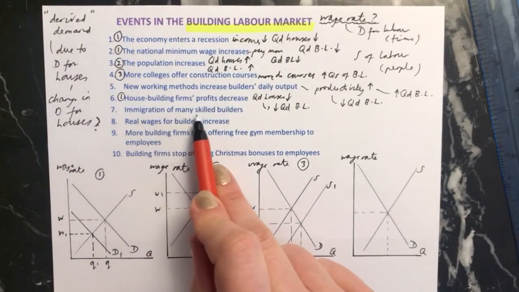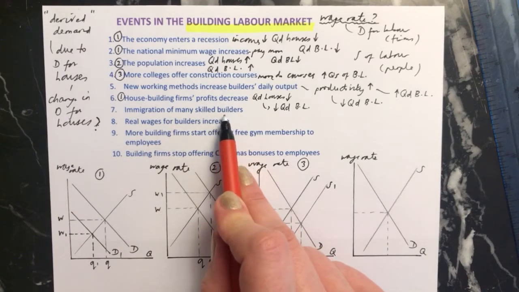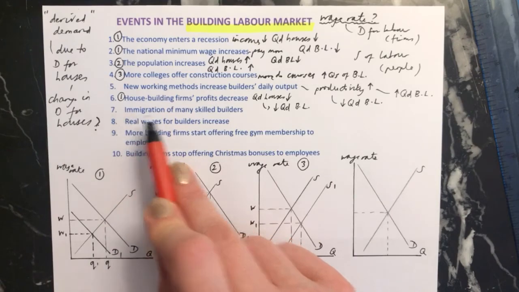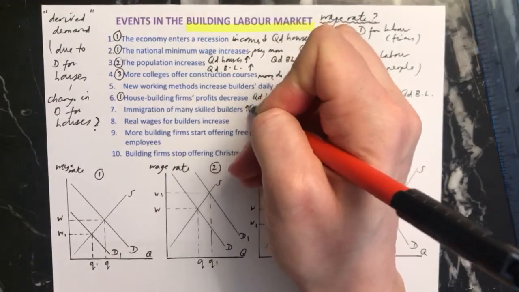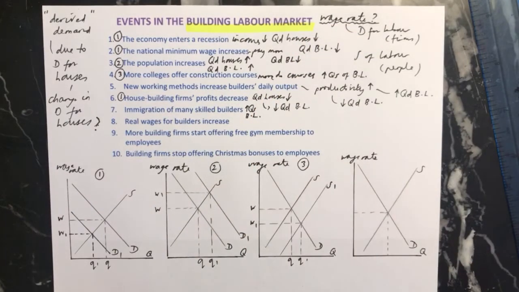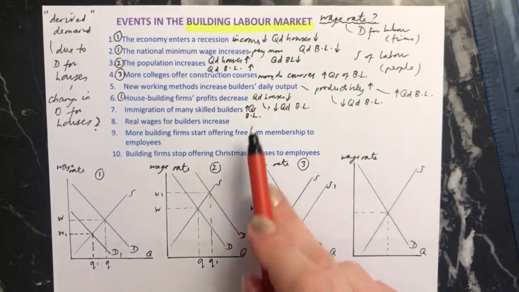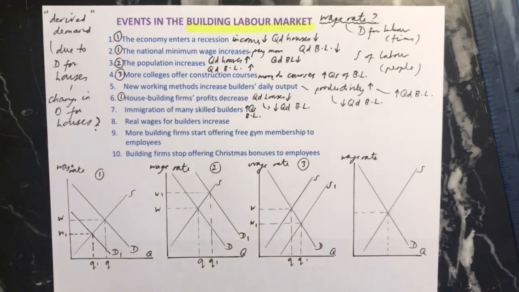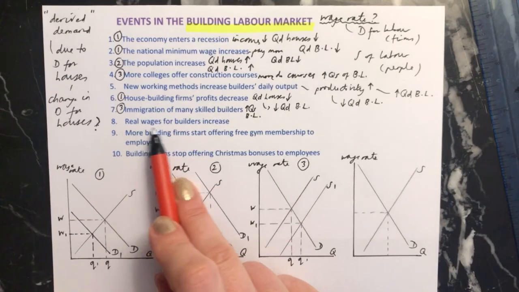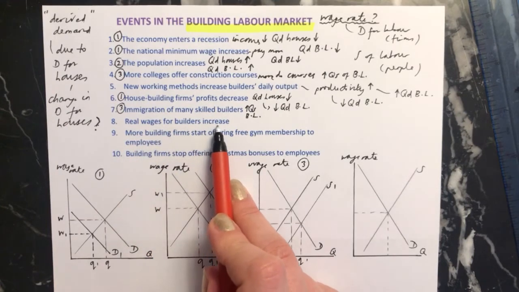Next one, immigration of many skilled builders. If you have a lot of skilled builders coming in, remember immigration is coming into the country, then this will increase the quantity supplied of building labour. There will be more supply of labour in that market. And this will cause the supply curve to shift to the right, the increase in supply, which is diagram 3 here. And you can see that as a result, the wage rate falls from W to W1. So that's number 3.